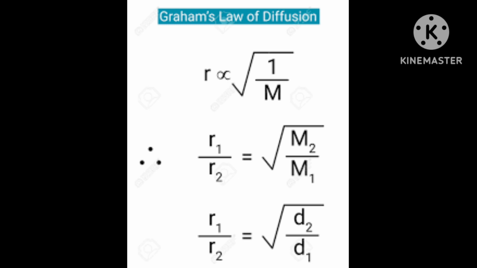22.4 liter of every gas or vapor at STP weighs equal to molecular weight expressed in grams. This is an important point. 22.4 liter of every gas or vapor at STP weighs equal to molecular weight expressed in grams. And this is the principle of the Victor-Meyer method used for volatile liquids.